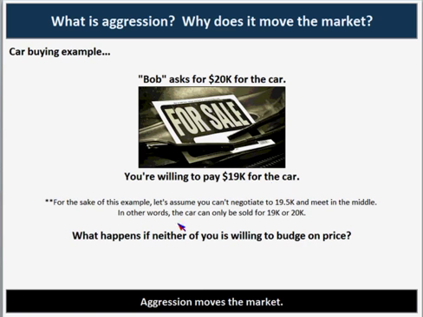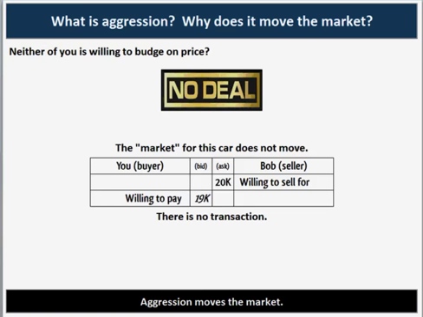And for the sake of this example, I know in real life you and Bob would probably negotiate to 19.5, meet in the middle, you'd all be happy, you'd drive away. In this case, let's just assume for simplicity that you can't meet in the middle, and the car either has to be sold for $19,000 or for $20,000. So as a starting point, what would happen if neither one of you is willing to budge on price? In other words, you won't come up from 19, he won't come down from 20. What happens is there's no deal.